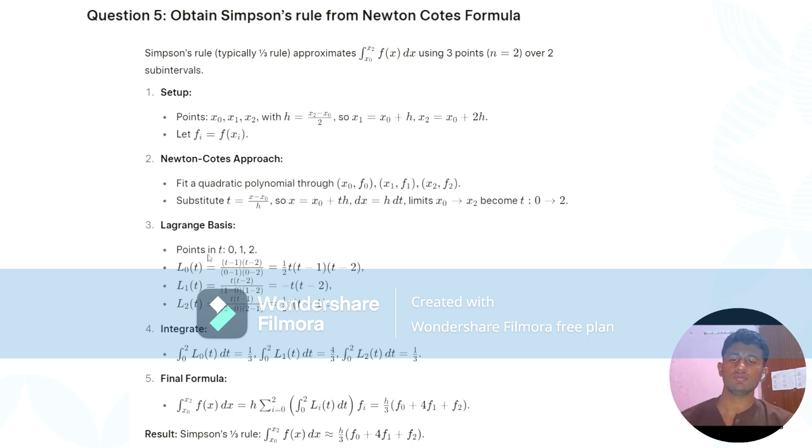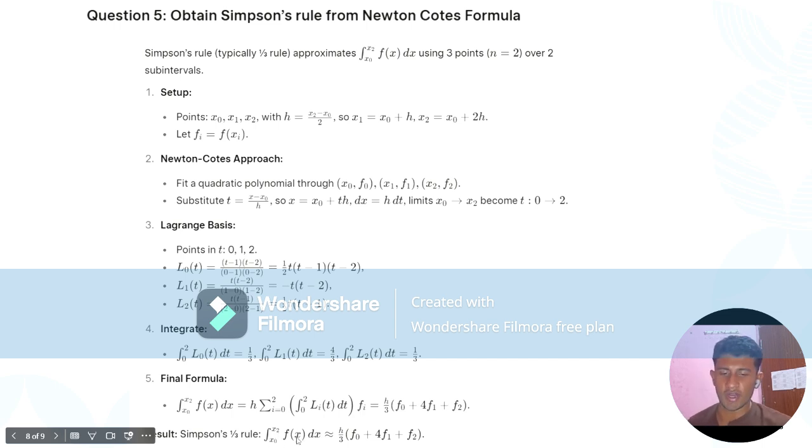So x1 equals x0 plus h. x2 equals x0 plus 2h. Let fi equals f(xi). A Newton-Cotes approach: fit a quadratic polynomial through (x0, f0), (x1, f1), (x2, f2). These are the 3 given points.